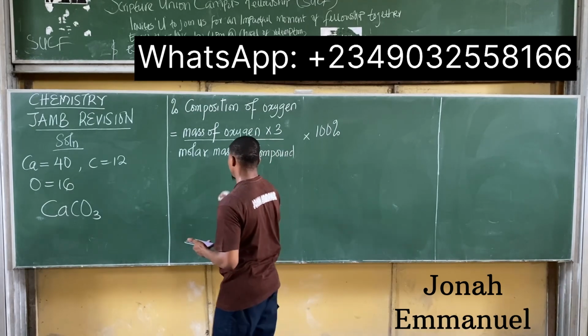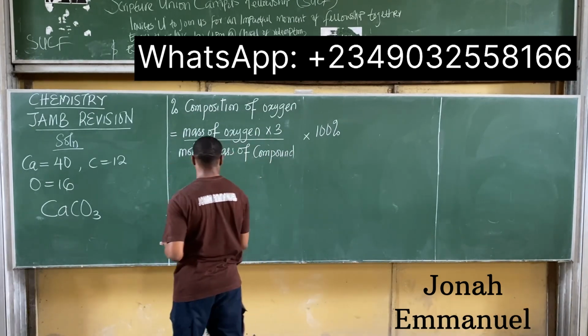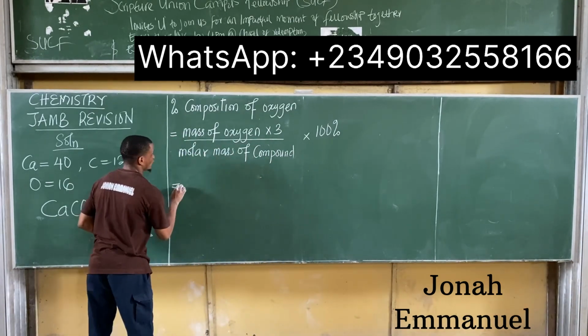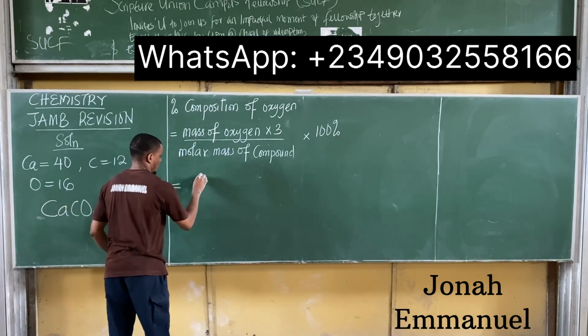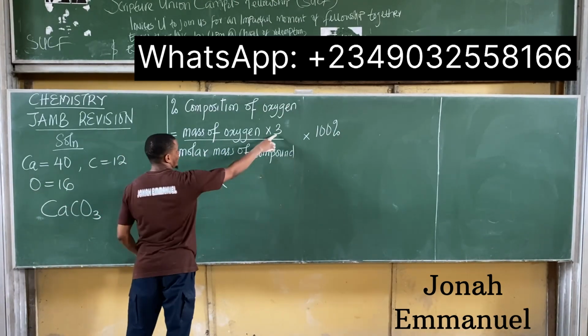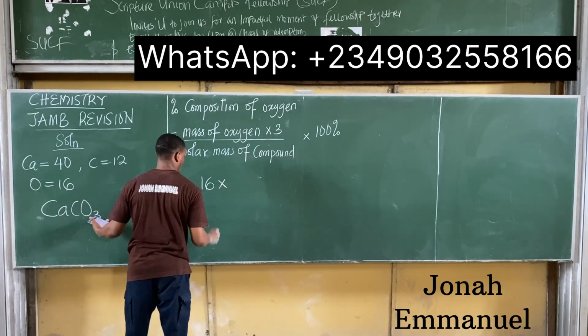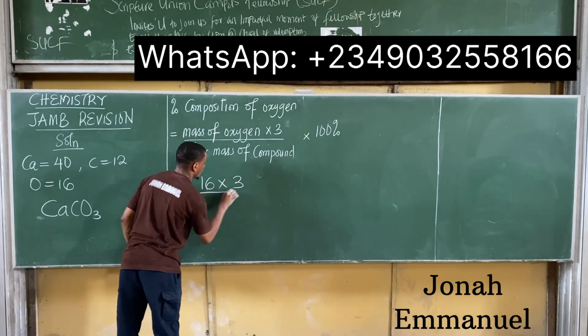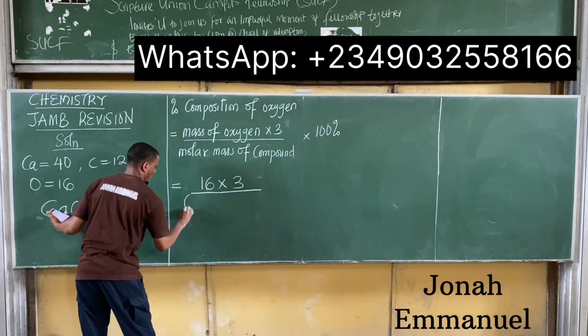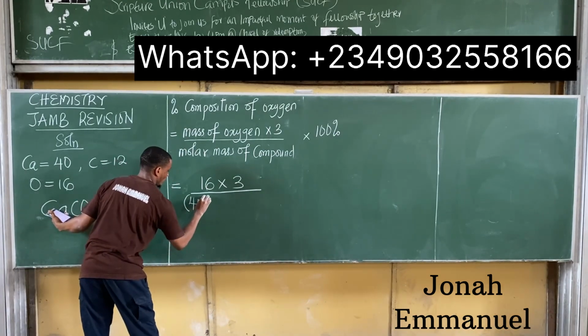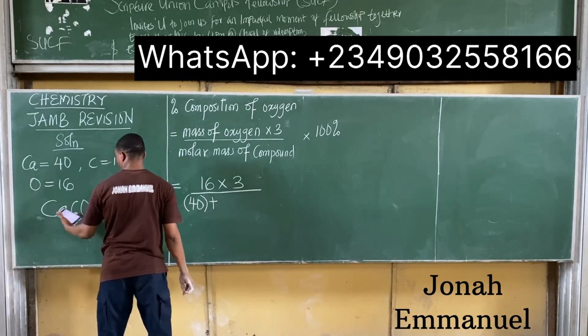All right. So let's get each of this. Let's start with the first one there. The mass of oxygen is simply equal to, for oxygen, the atomic mass is 16 times, we said 3, because it has 3 atoms here. So 3, all over the molar mass of the compound. The compound is carbon. For carbon, I have 40. That's for calcium, plus carbon.